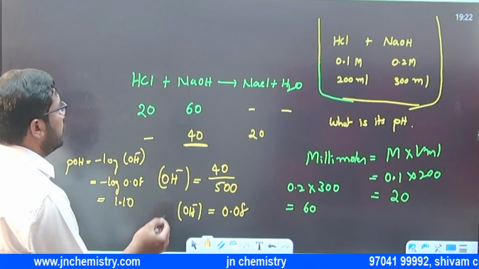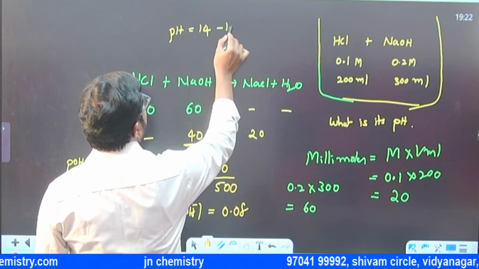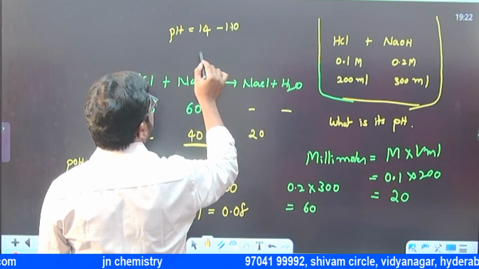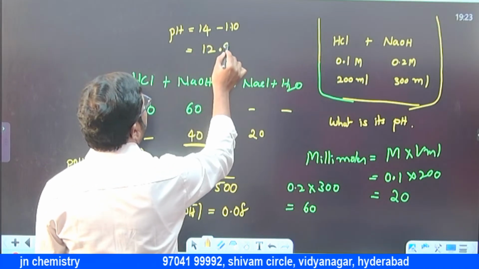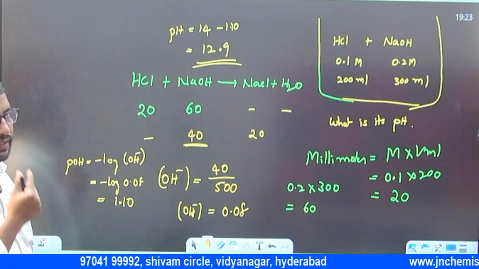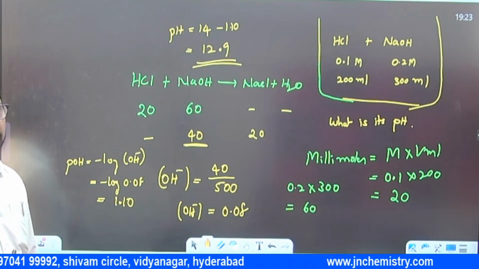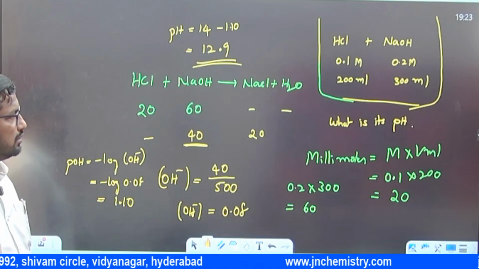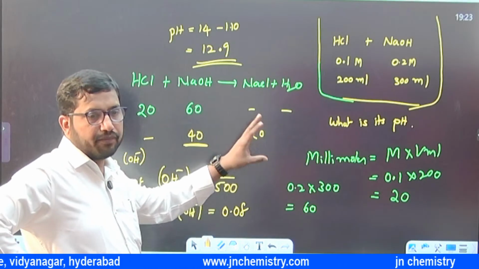If the pOH is 1.10, pH is equal to 14 minus 1.10, which is 12.9. So approximately we get 12.9. Okay. Got it? This is for a strong acid and strong base.